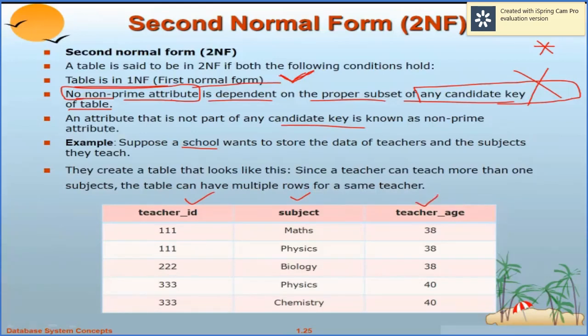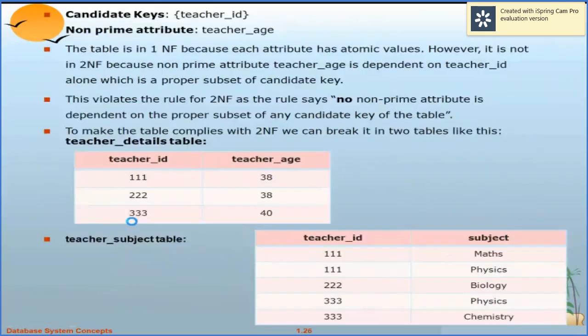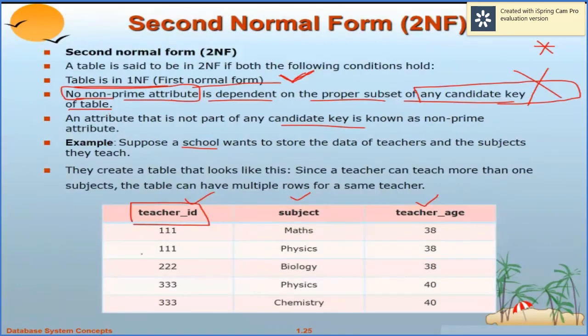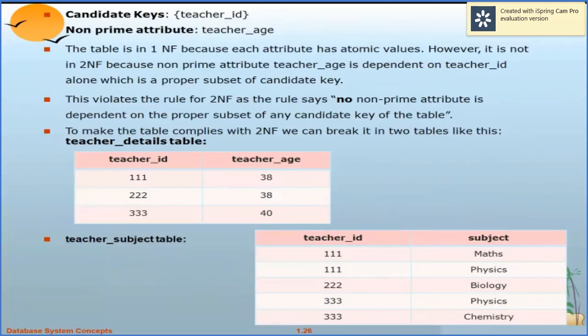So what is the candidate key here? That is teacher ID. Now you look here, what are the non-prime attributes you have? Non-prime attribute means which is not a key. So it can be the subject, and it can also be the teacher age. Now check whether this is depending on the candidate key or not. That is, is the non-prime attribute teacher age depending on teacher ID or not?